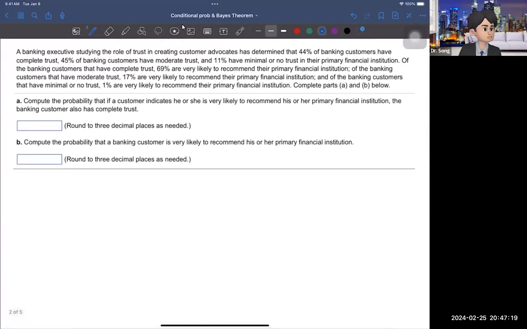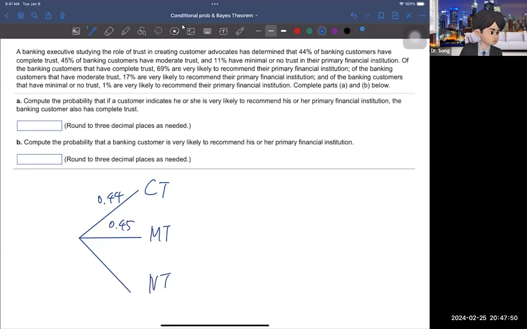A banking executive studying the levels of trust in banking customer advocates has determined that 44% of the banking customers have complete trust, 45% moderate trust, 11% minimal or no trust. So here, you can make a tree diagram like this. Three different customers: the first one is a complete trust customer, 44%. Moderate trust is 45%. No trust, minimal trust, is 11%.